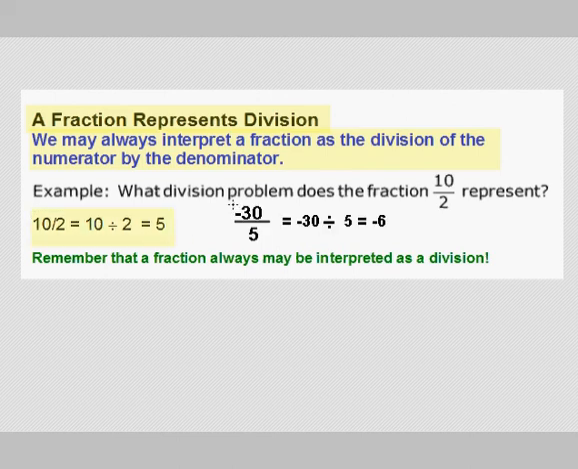In a second example, we have a fraction -30/5. Well, we can interpret this as -30 divided by 5. Remember, for dividing negative numbers, if you have one negative and one positive, you get a negative answer, and this results in an answer of -6. We're going to use this fact in the following problems.